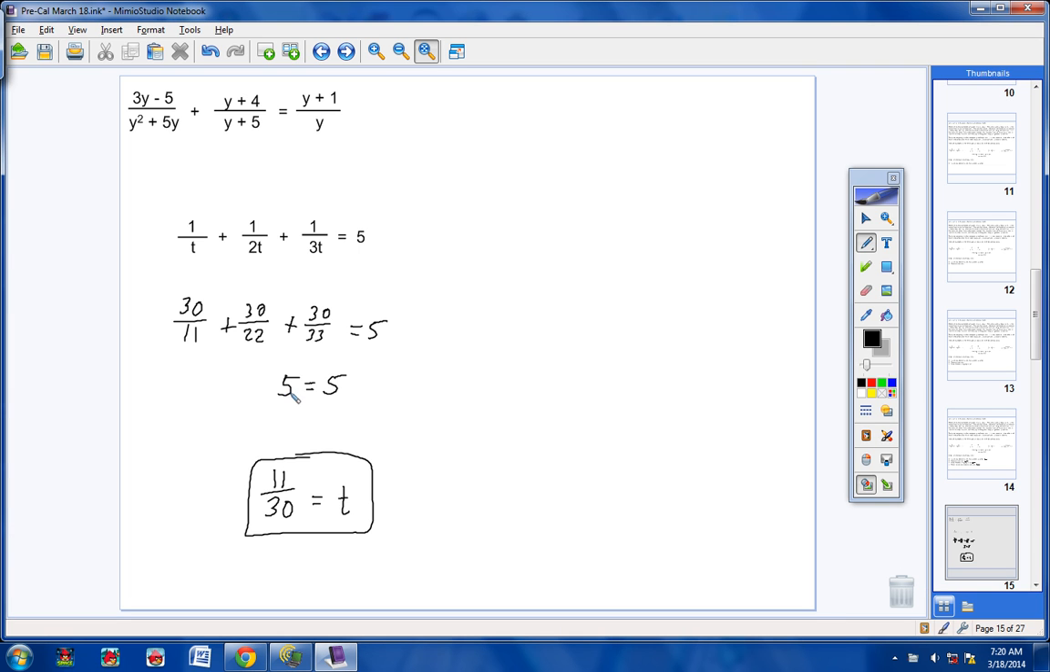And so be sure and always check your answer like you're supposed to do, because you did multiply by 6t, which means you multiplied by a variable right here, t.